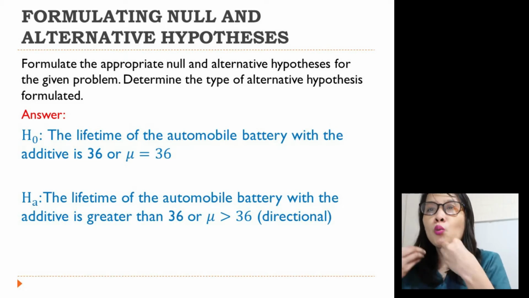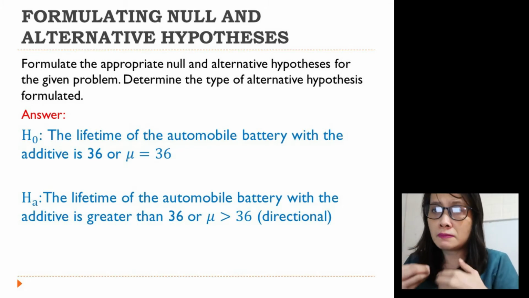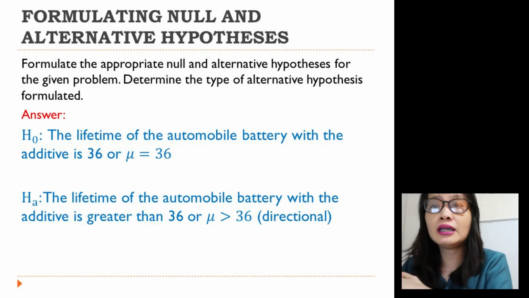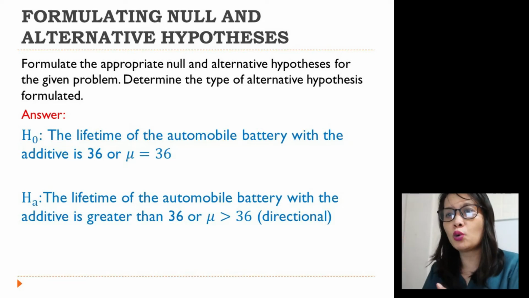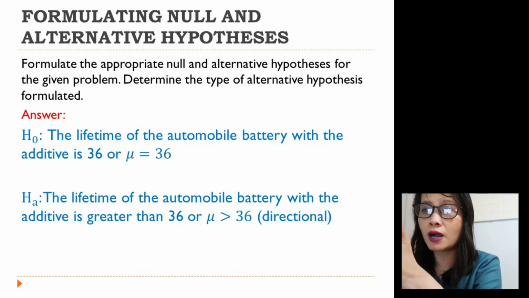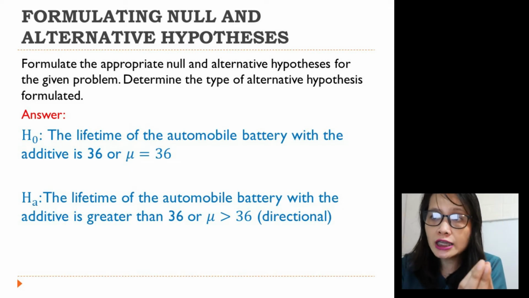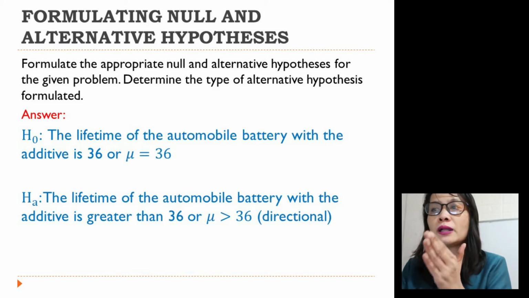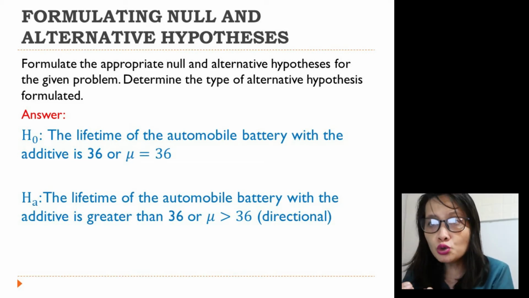Now, what will be your alternative hypothesis? When we say alternative hypothesis, it means what the researcher predicts will happen. So your alternative hypothesis will be the lifetime of the automobile battery with the additive is greater than 36. That's according to the problem: a chemist invents an additive to increase the life of an automobile battery. So therefore, your HA, the lifetime of the automobile battery with additive is greater than 36. So that will be mu greater than 36.